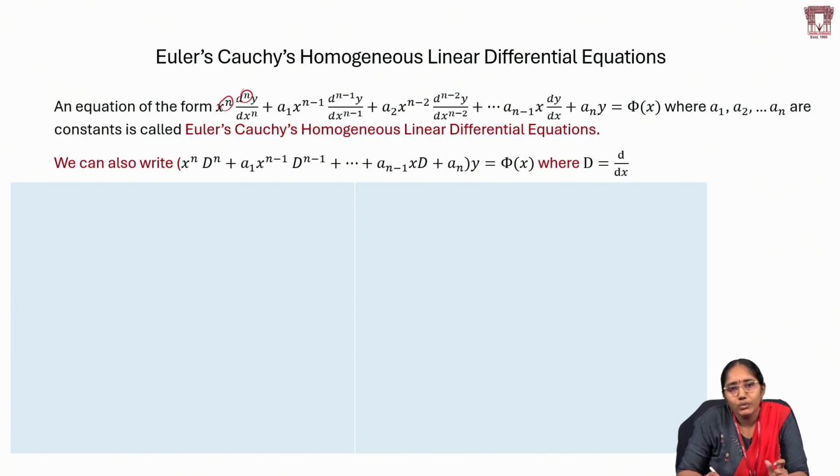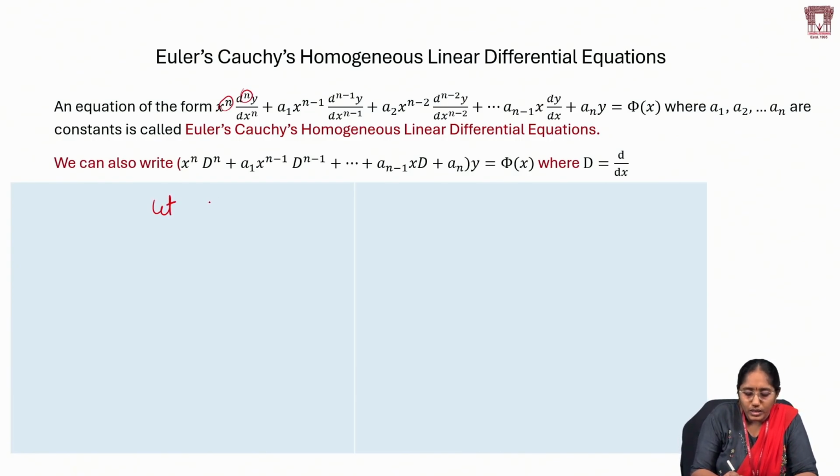Here we know how to solve a linear differential equation with constant coefficients. So our job is to reduce these variable coefficients into constant coefficients just by considering x equals e^t, which means that t equals log x by logarithmic properties.